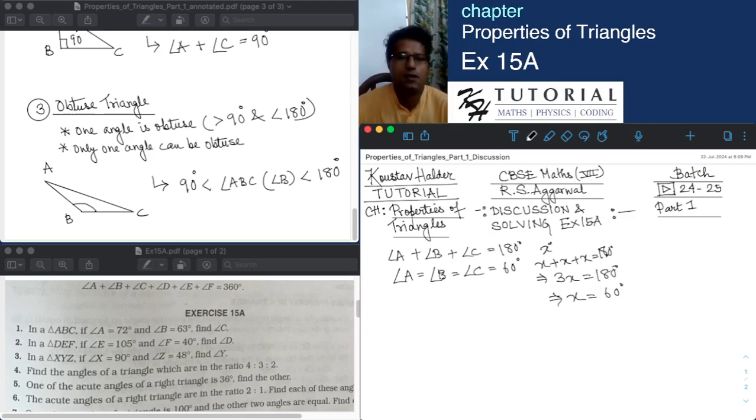So an obtuse triangle is a triangle where only one angle is obtuse, and also we know that in a triangle only one angle can be obtuse. In a triangle, two angles cannot be obtuse. So that was the obtuse triangle.